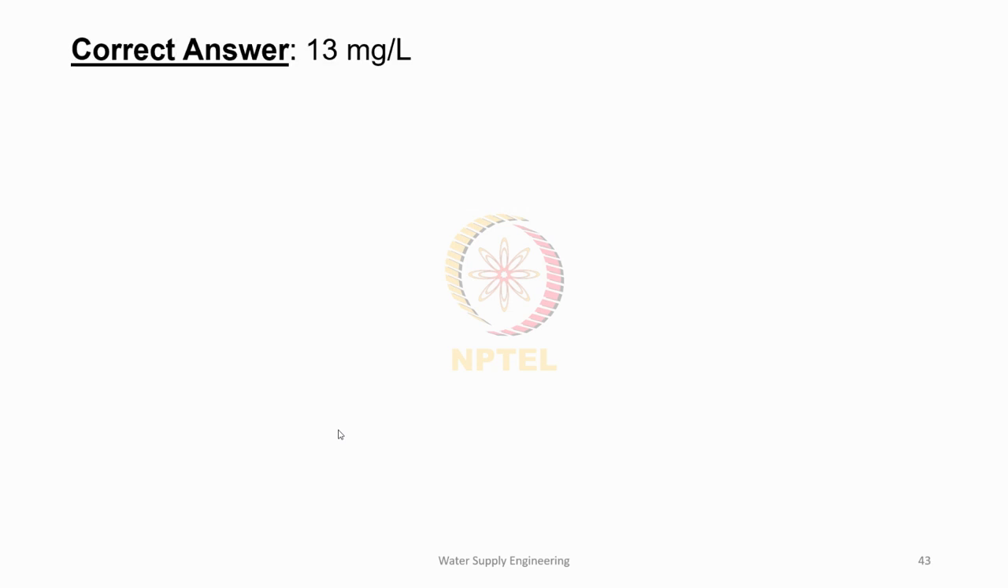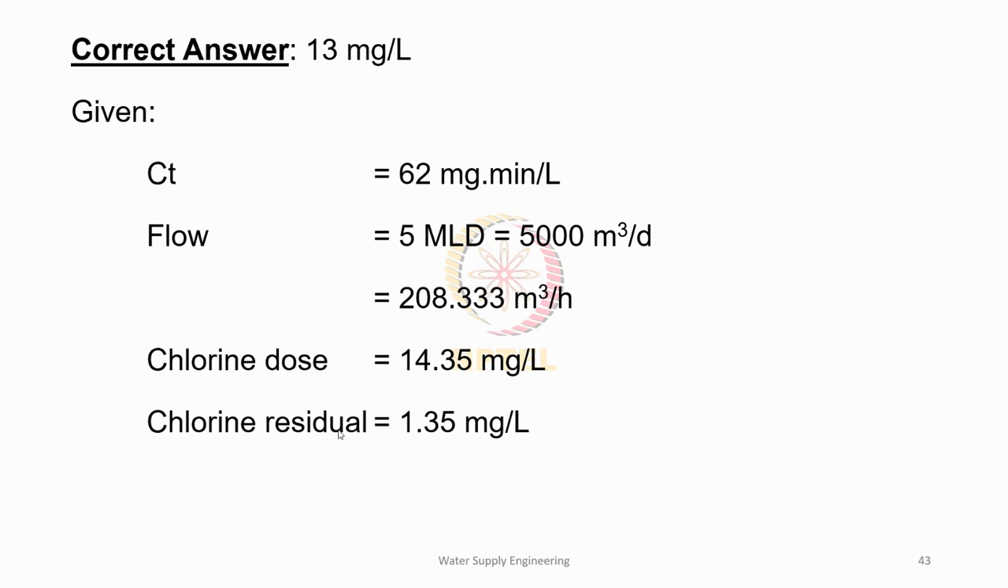Okay, so we'll see how to solve it. So the correct answer is 13 milligram per liter. So it's given that CT value is 62 milligram minute per liter. The flow to be handled is 5 mld, that is 5000 meter cube per day, or 208.333 meter cube per hour. Chlorine dose is 14.35 milligram per liter and chlorine residual is 1.35 milligram per liter. This chlorine dose we had calculated in the previous question.